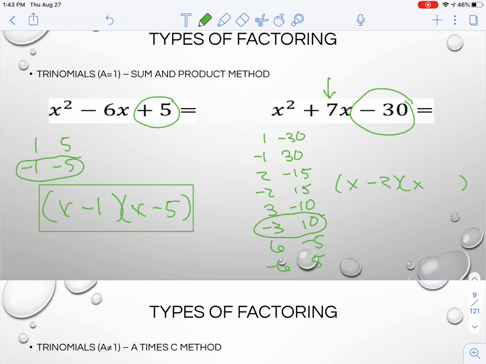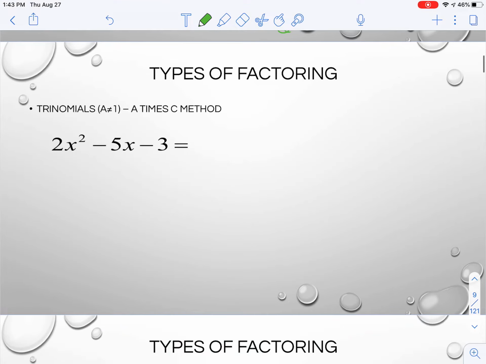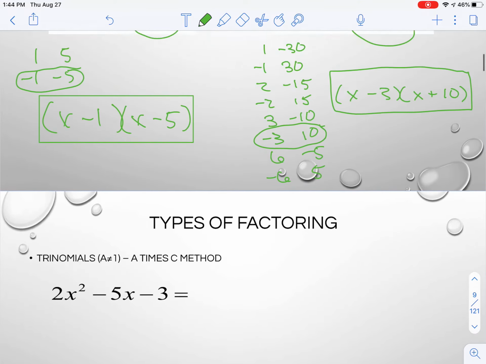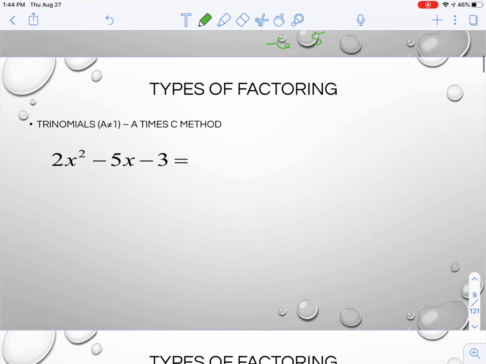So it'd be x minus 3 times x plus 10. Okay, and that is your product in factored form. All right, now here are some of the ones that are a little bit uncommon, where we're doing the same thing that we did up here using the AC method, except now this a value is not 1.